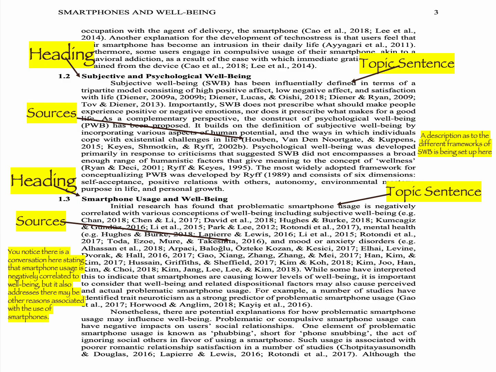So let's look at that topic sentence again, a summation of what the research out there is showing. Initial research has found that problematic smartphone usage is negatively correlated with various conceptions of well-being, including subjective well-being. Again, where did that topic sentence come from? It's a summation. You see all those sources there, right? It's a summation of all these sources that are out there, right?